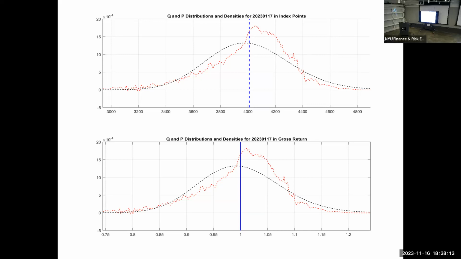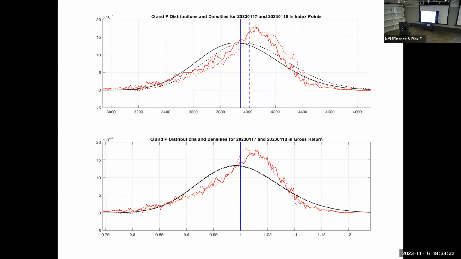Now, when we standardize it to gross returns, it looks basically the same. It's moved a little bit. But what changes is what happens when you get a change from one day to the next. So from the 17th to 18th, the market drops by about 1.5%, something like that. And in the top, as we expect, we see that the P distribution has moved from the dashed level to the solid, and the Q has also moved. So as we expect, the Q distribution has moved down.